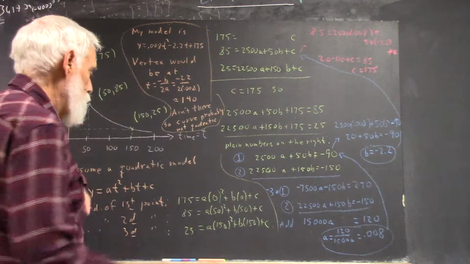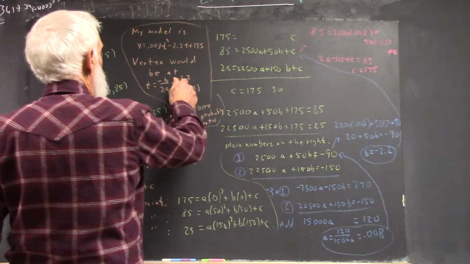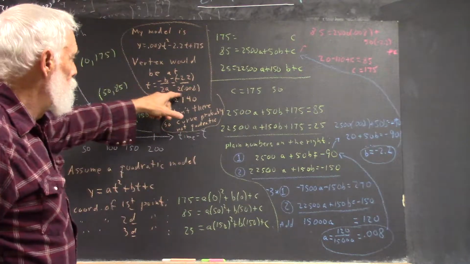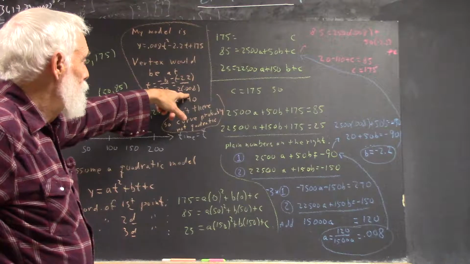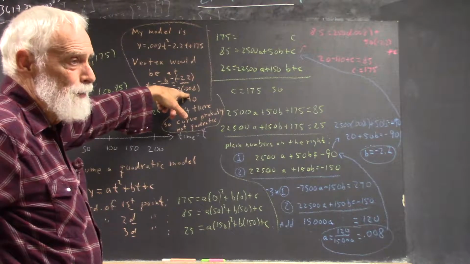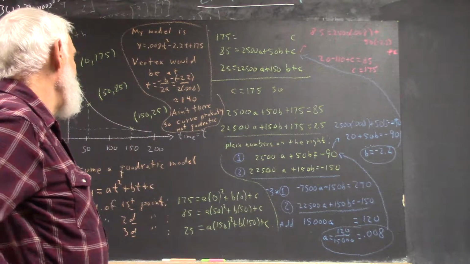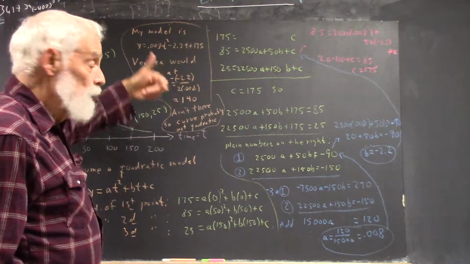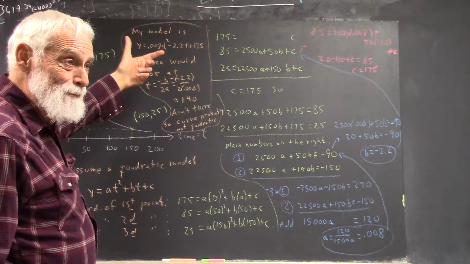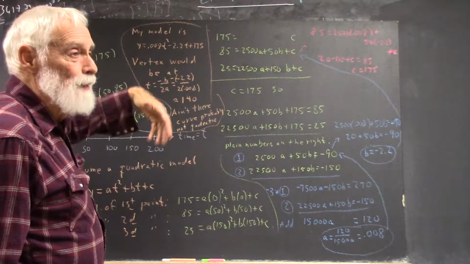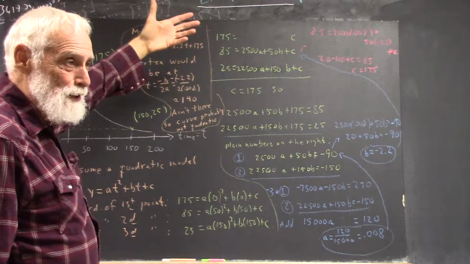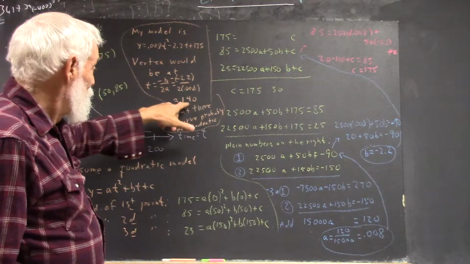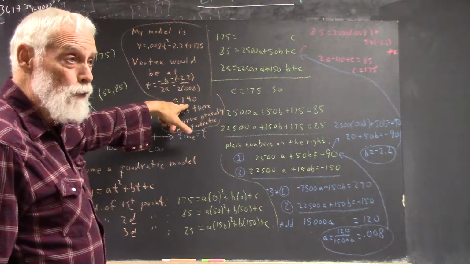Well, that means that it should be at negative of B, which is negative of negative 2.2 over 2 times 0.008. Well, 2 times 0.008 is 0.016. And if I divide 0.016 into 16, I get 100. Okay? 22 is less than half of 16. So I get something less than 150. I'm getting an axis of symmetry around 140.